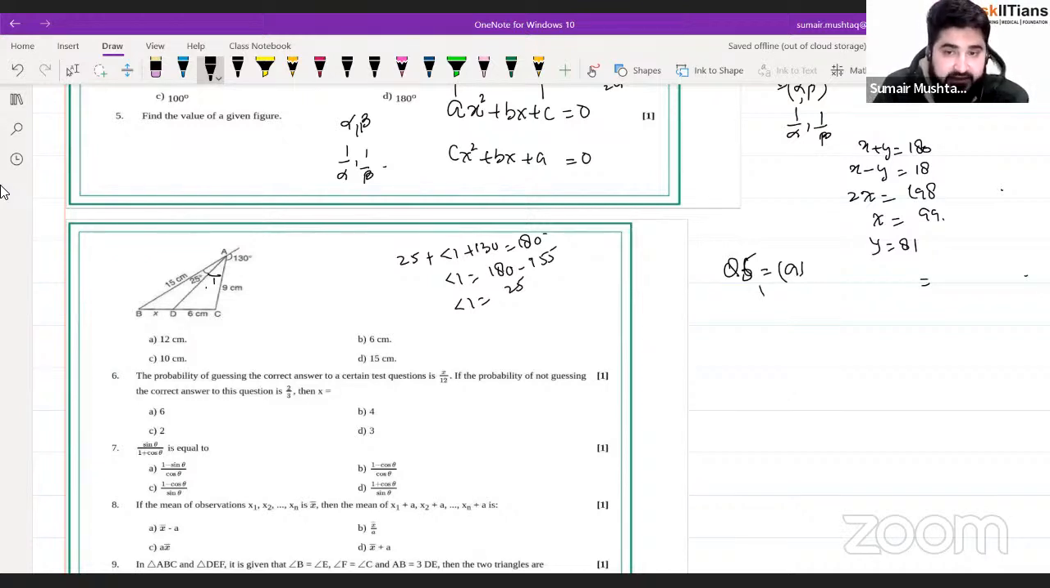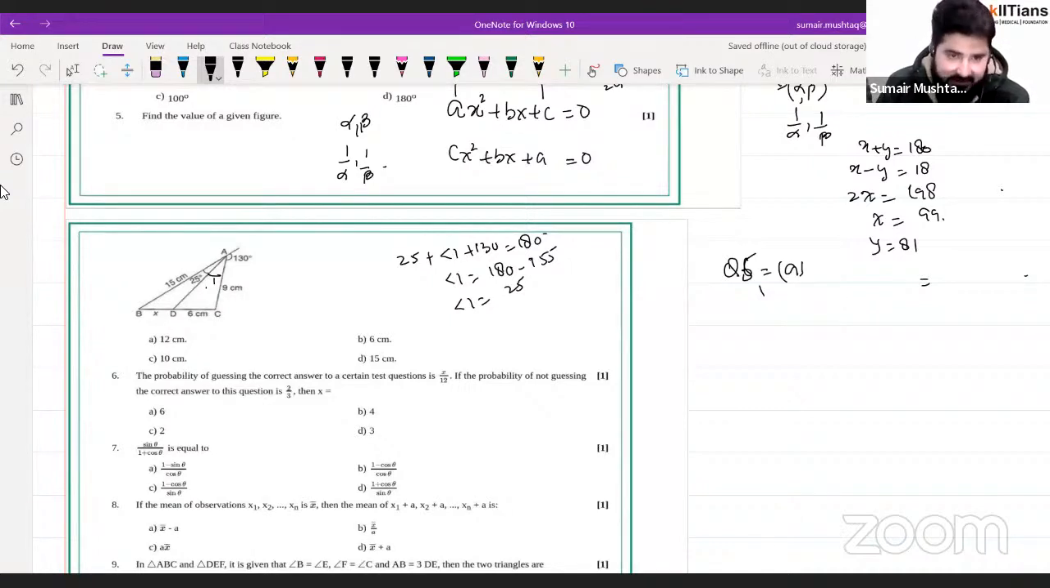But don't write the complete solution. Fine. Don't write the complete solution, because I have seen so many people writing the complete solution for these 1 markers as well. Don't do it. Okay, just write this thing. As I see that the AD is dividing the opposite sides, also write the theorem as well.